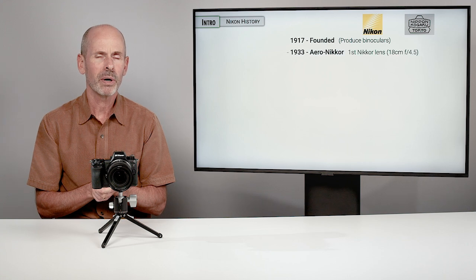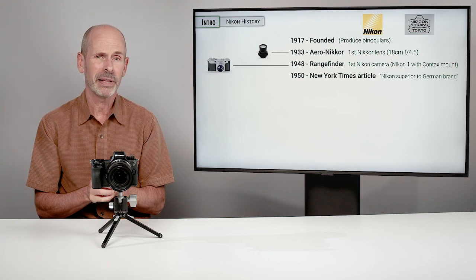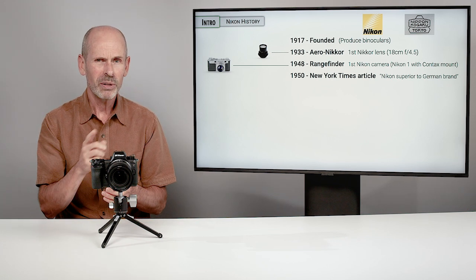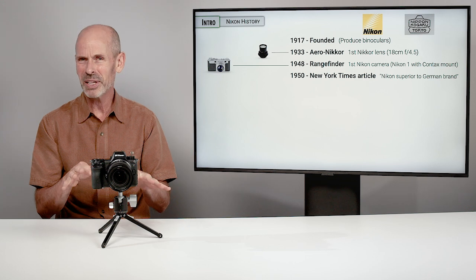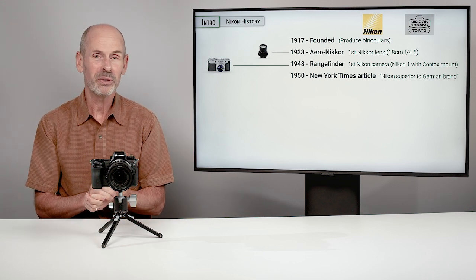I always like to start with a little bit of Nikon history for those of you who are new to Nikon. They've been around for a long time. They started specializing in lenses, and then they went on to rangefinder cameras. And one of the things that happened in 1950, which seems kind of weird to be listing in their history, is that there was an article written about them in the New York Times.